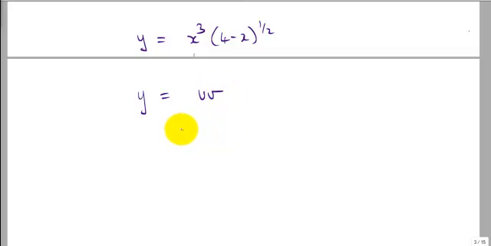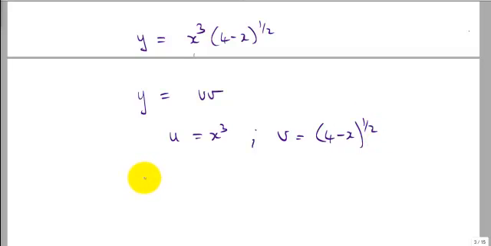Right, so again, the way you learn these is by examples. Say we had this product, x cubed into 4 minus x to the power of a half. So again, this is a product. You write y is equal to u times v, where u equals x cubed, and v is equal to 4 minus x to the power of 1/2.